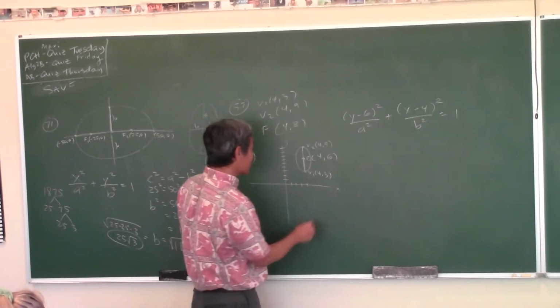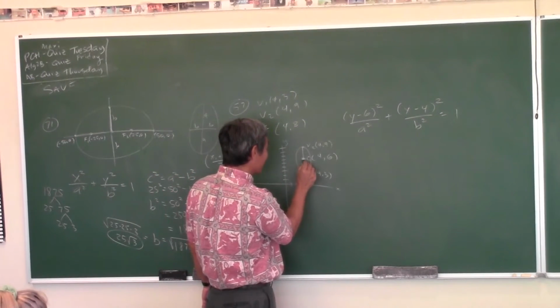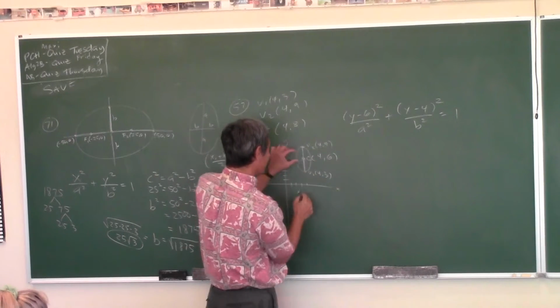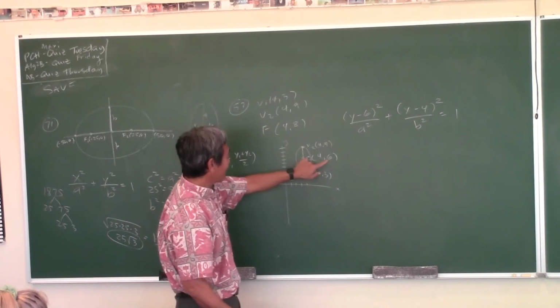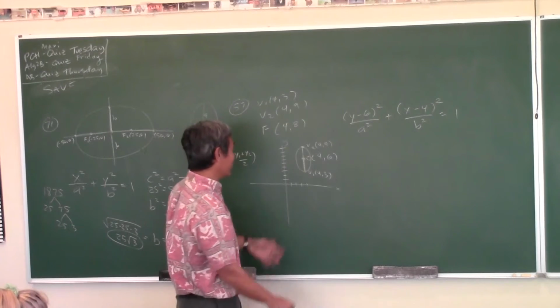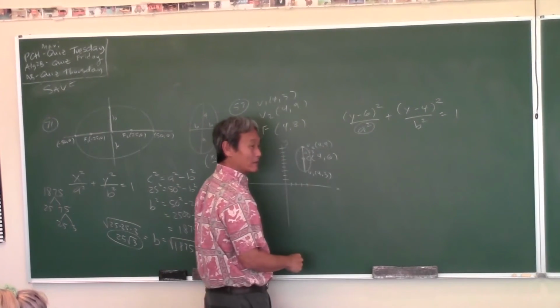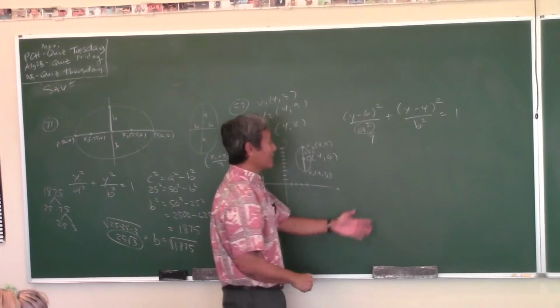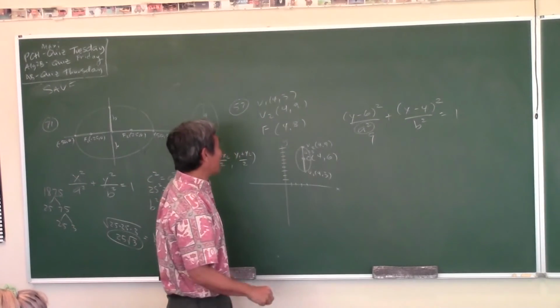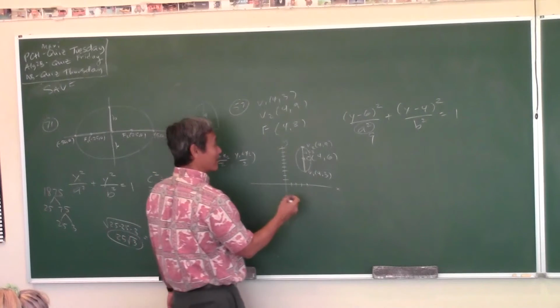Well, a is the distance from the center to the vertex. What is that distance right there? How far is it from 6 to 9? 3. So we know a is 3 already, so what is a squared? 9. So all you have to do is figure out b squared. But Mr. Park, they don't tell us what b is. Yeah, you've got to figure it out.